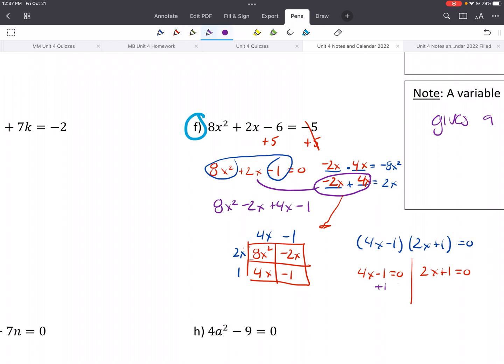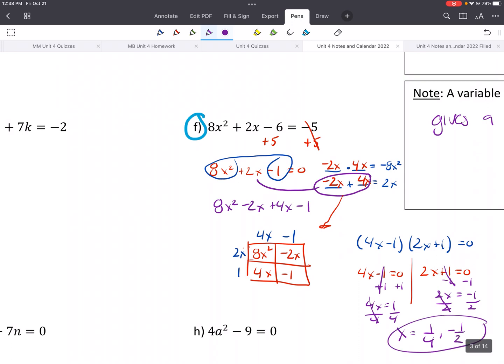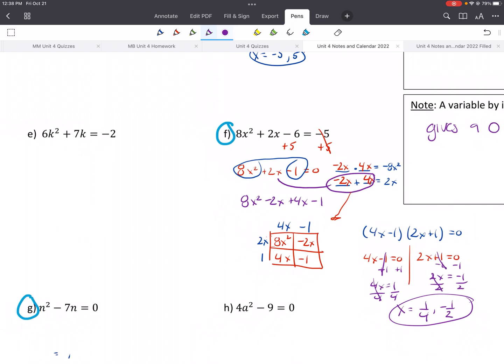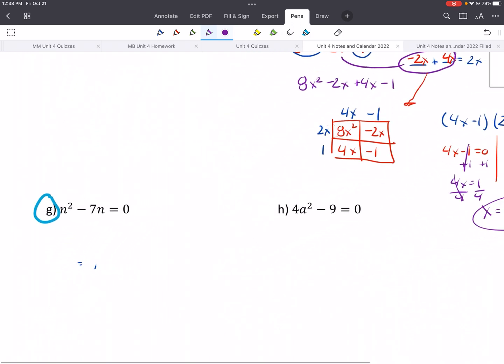So we add 1, and then divide by 4. So one of our solutions would be 1/4, and then we'll subtract 1, divide by 2, and the other solution is negative 1/2. Okay, so that is an example of when we can't use the shortcut. Alright, last one, actually we'll probably do h as well, just so we have a good example of that.